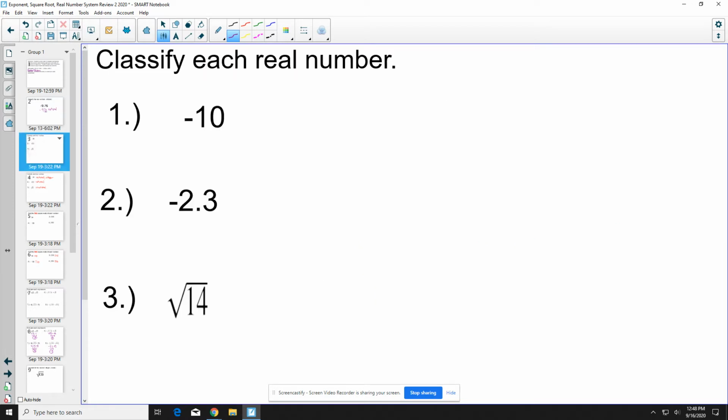Okay, on your paper, number 1, 2, 3, classify each number. Go ahead and hit pause. When you get done, hit play.